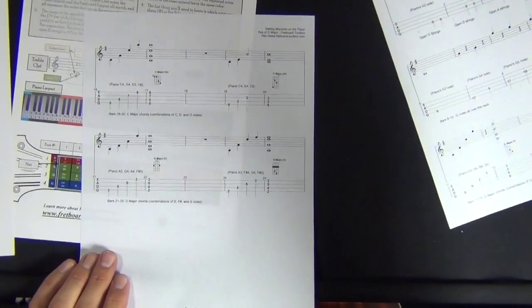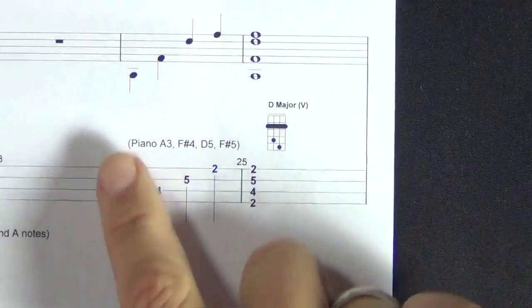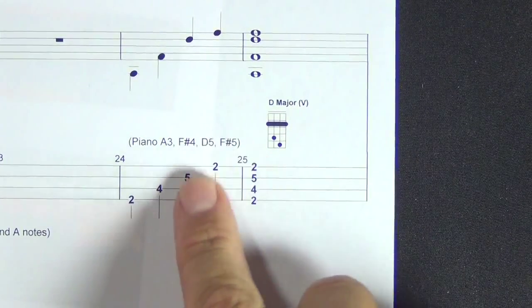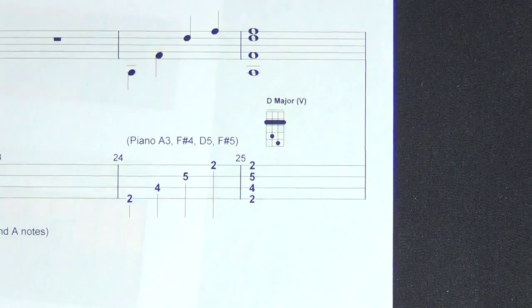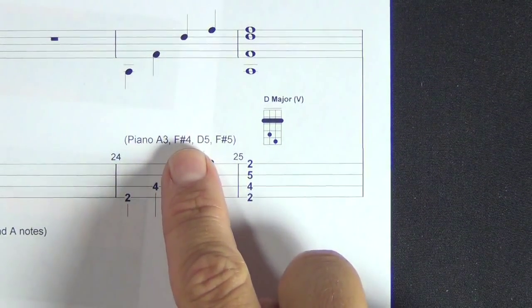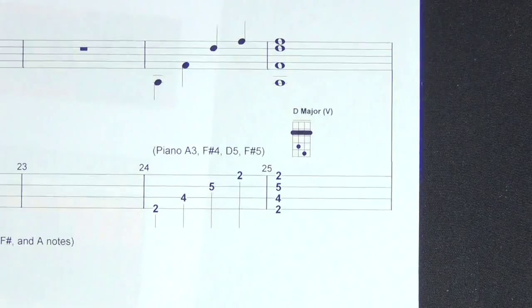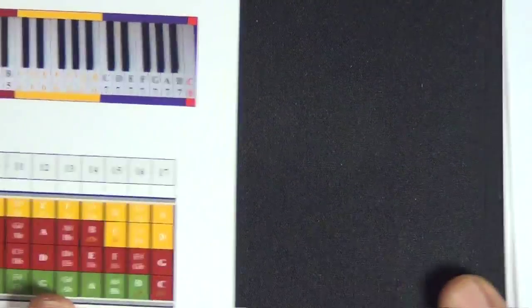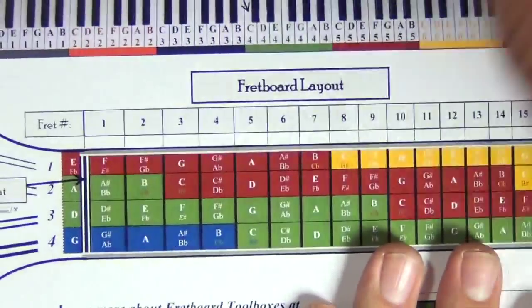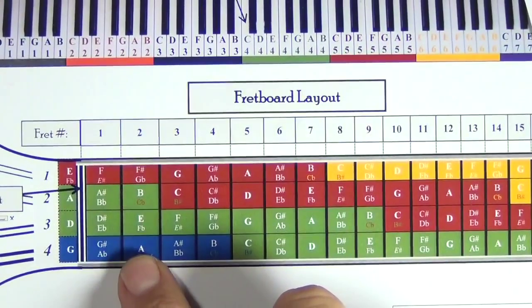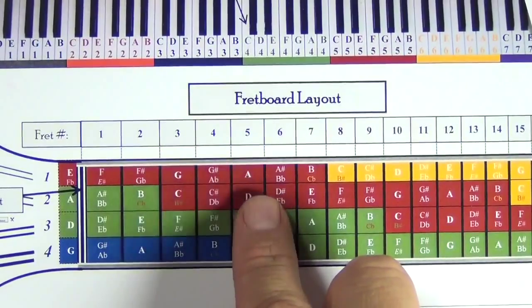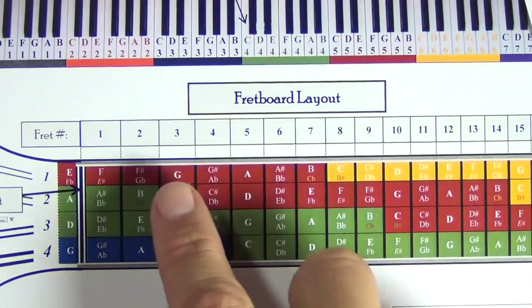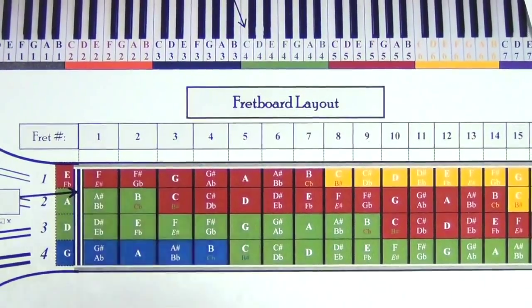And then the last measure of this lesson just looks at one more D major chord, and this is playing the 2nd, 4th, 5th, and 2nd frets, which is going to be the notes A3, F sharp 4, D5, and F sharp 5. So that position on the mandolin is the 2nd fret here, the F sharp on the 4th fret, the D on the 5th fret, and then the F sharp again on the 2nd fret.